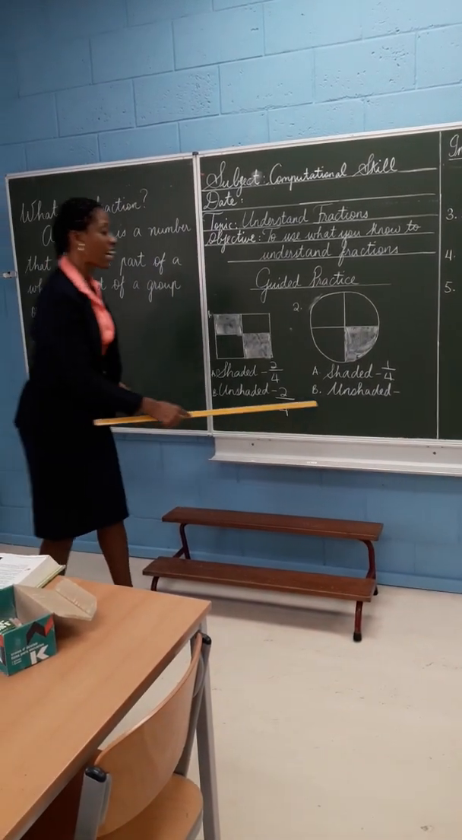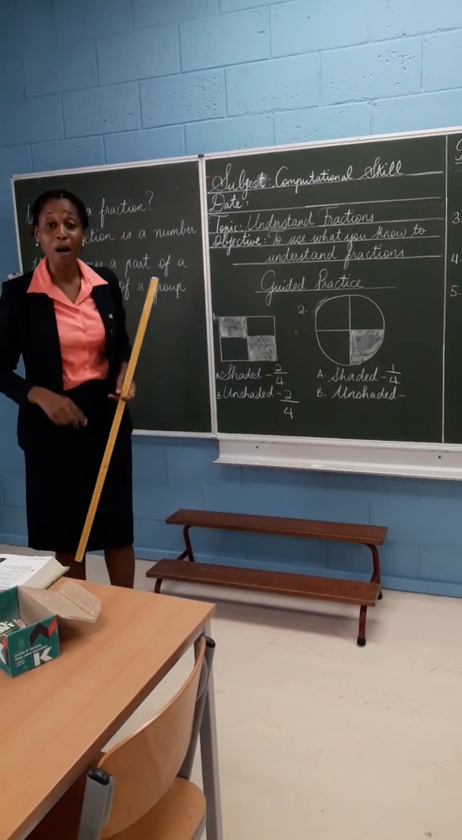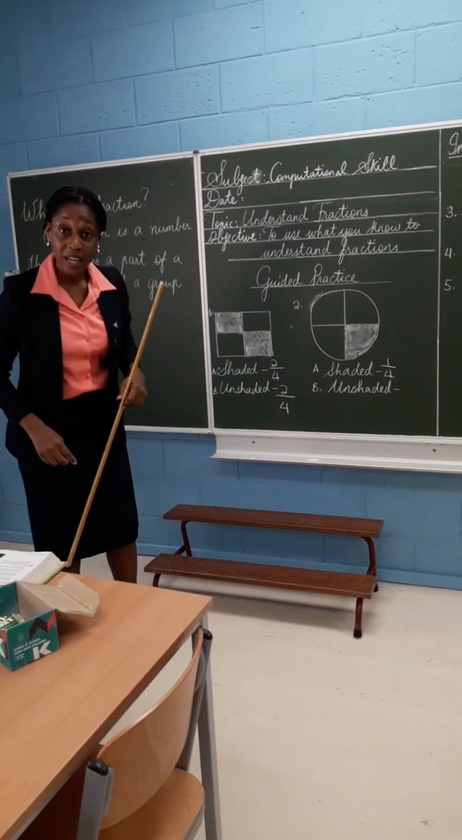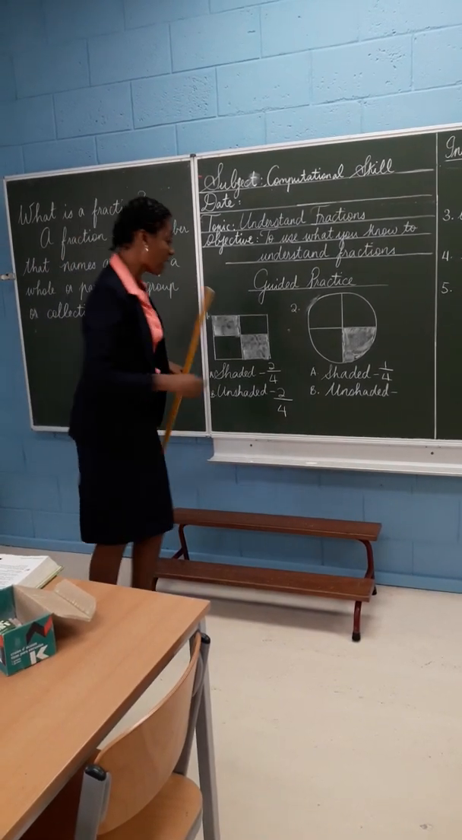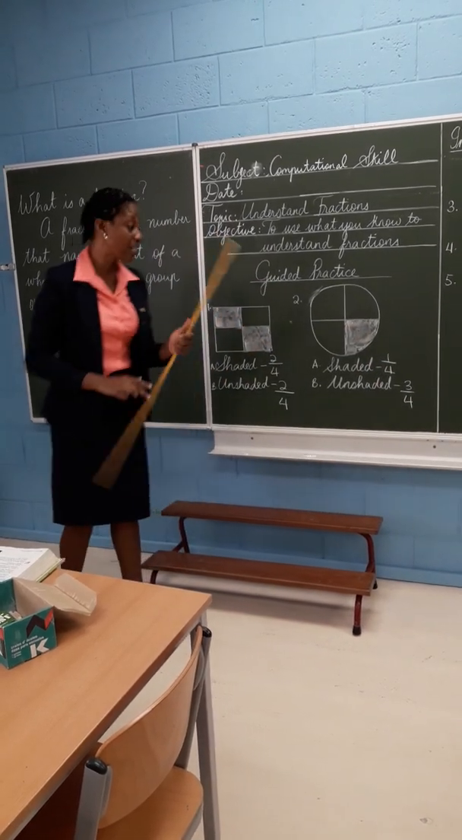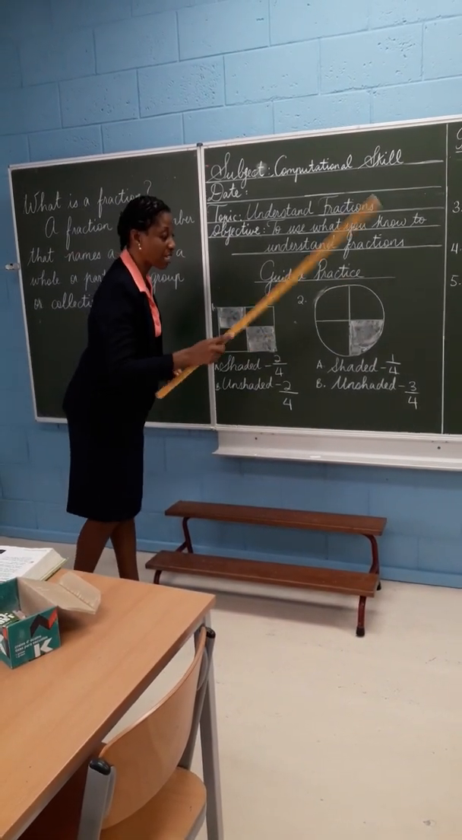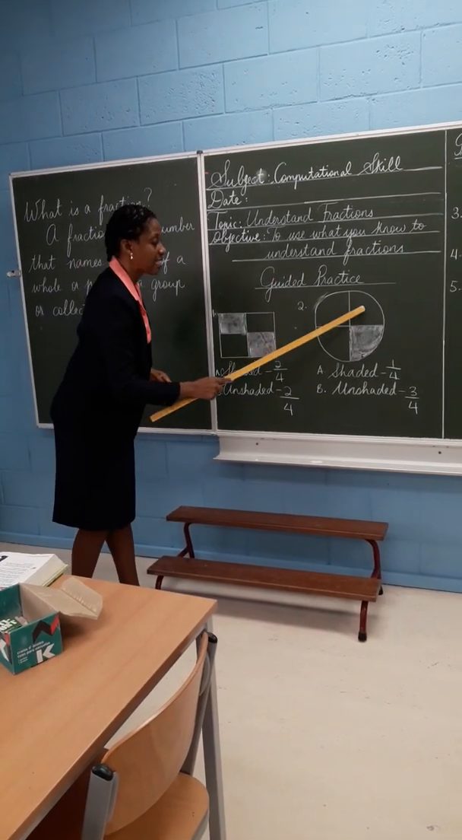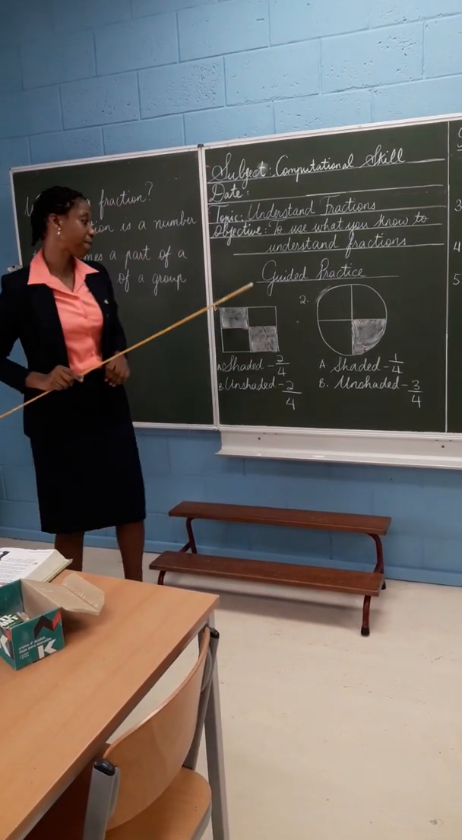So now we go to the unshaded part. Alberta, how about you? What's the unshaded part? 3. Very good, Alberta. That's 3/4. Very good. That's 1, 2, 3. That becomes your numerator, and the denominator, we count everything.